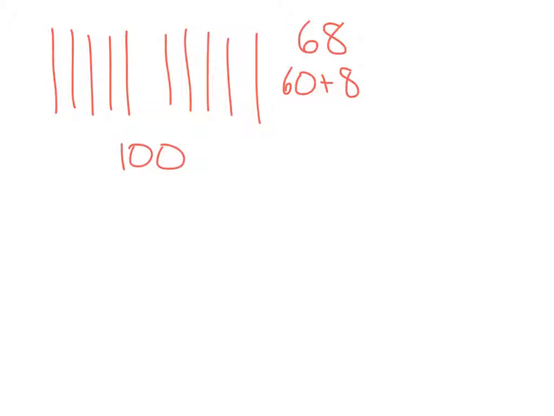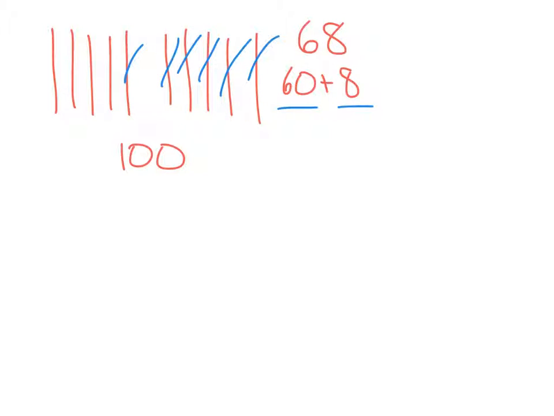So I'm going to start by taking away 60. 60 is going to be taking away 6 tens. So I'm going to cross out 1, 2, 3, 4, 5, 6. So far I've gotten rid of 6 tens. Now I'm done with my taking away 60. Now I have to take away my 8 ones.